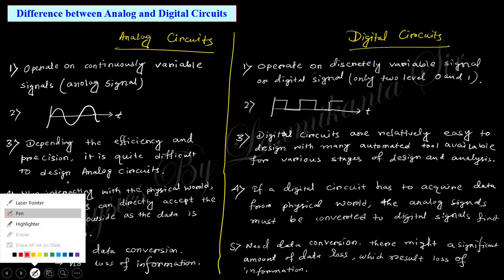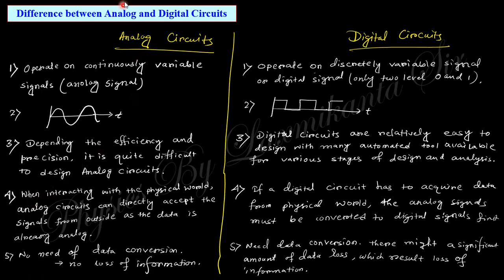At first, we will learn about the difference between analog circuits and digital circuits. Analog circuit means the signals are continuous, operating on continuous variable signals. But in a digital circuit, the signal is not continuous. It is a state function with only two states, that is, the discrete values 0 and 1.